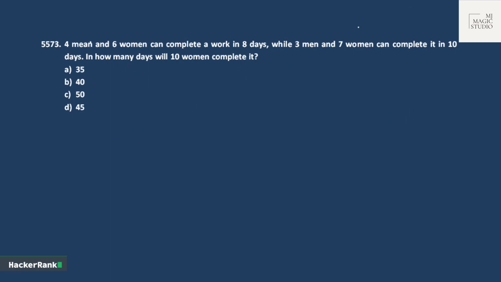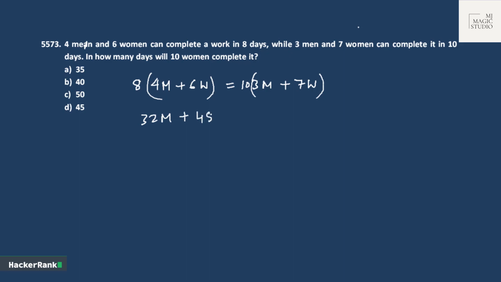Time and work again. 4 men and 6 women can complete the work in 8 days, and 3 men and 7 women can complete it in 10 days. That means 8 times this group is equivalent to 10 times this group. In how many days will 10 women complete it? Let us solve this first. 32m plus 48w equals 30m plus 70w. So 2m equals 22w. 1m is equivalent to 11w.